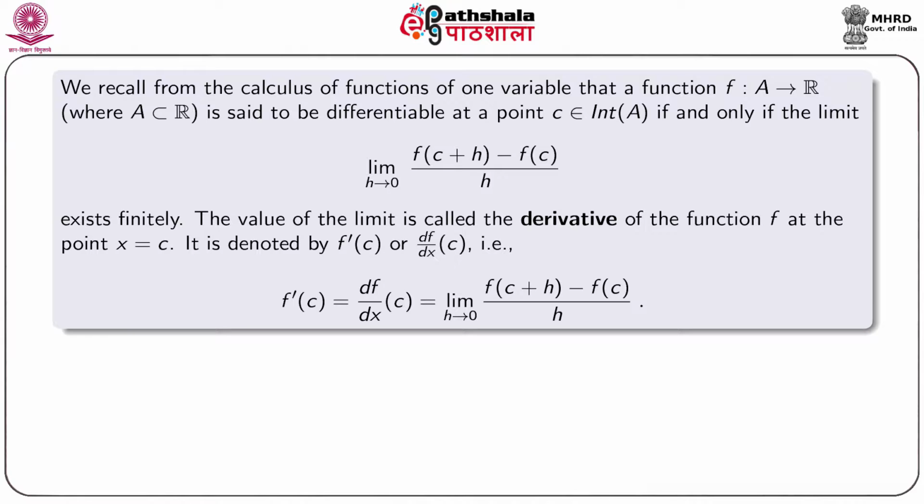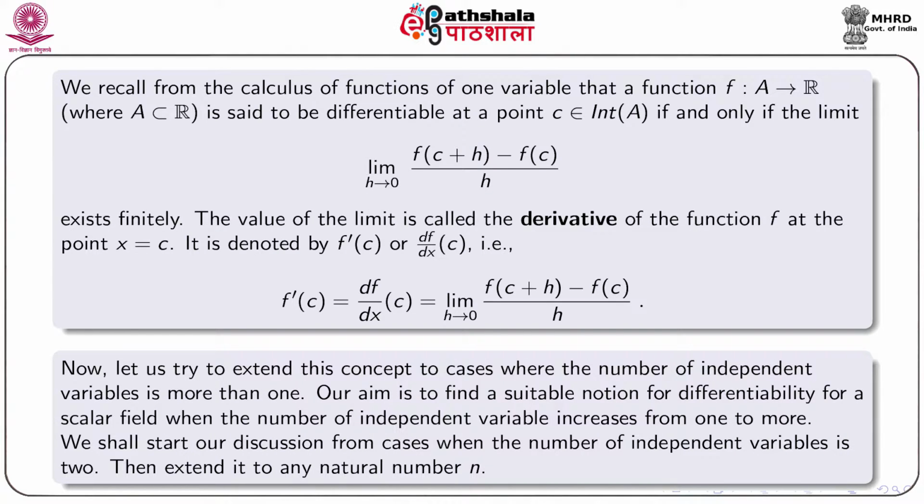If the limit exists finitely, its value is called the derivative of the function f at the point c. The usual notations are f dash c or df dx at the point c. That is, f dash c equals limit of f of c plus h minus f of c by h as h approaches 0.